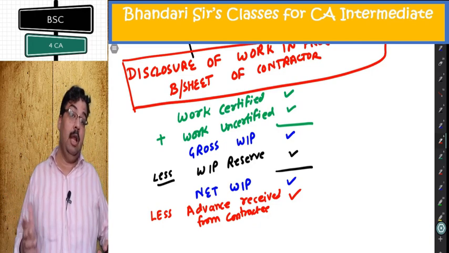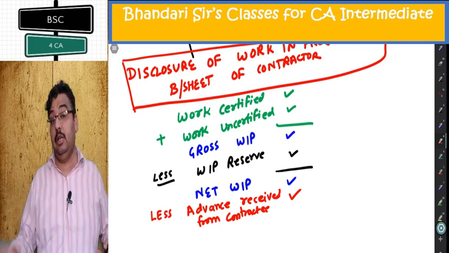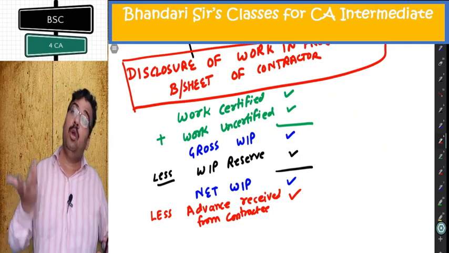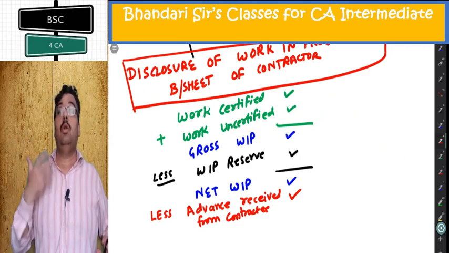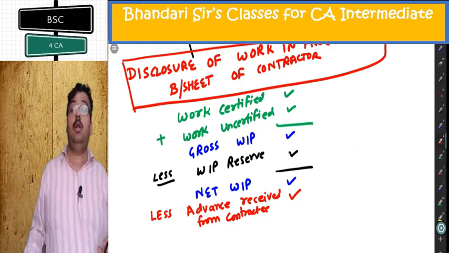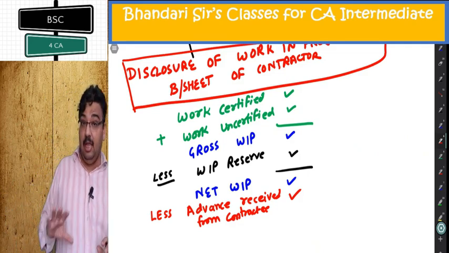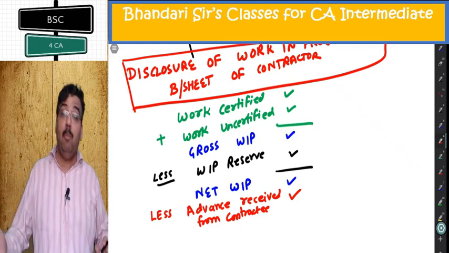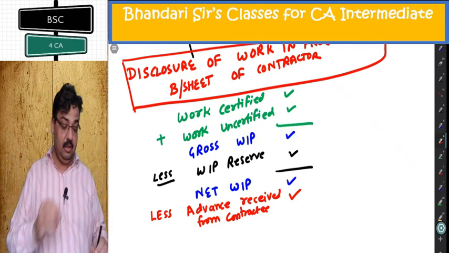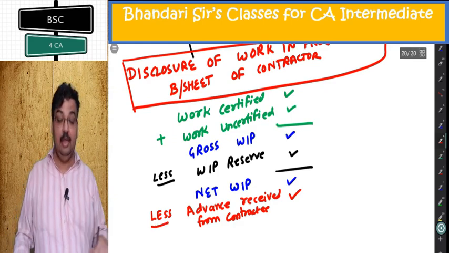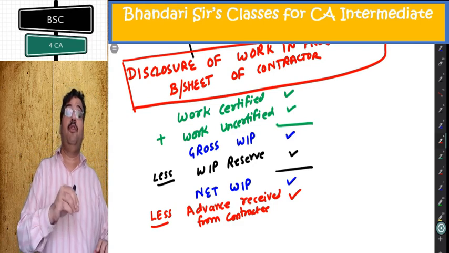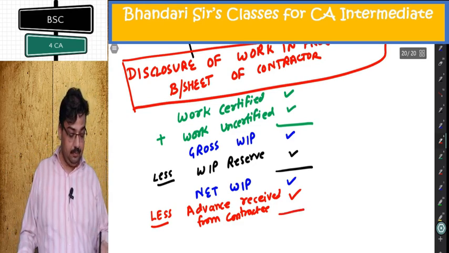Somebody asked me, sir, what will happen in the last year? Because in the last year there is no balance left in the contractee account. In the last year, there will be no WIP. Once the contract is complete, there is no work in progress. So the last year will not be affected. Till the last year, every year there was advance received. The money received as progress payment in aggregate is termed as advance received from contractee. It is to be deducted. It is not shown on the liability side. Instead, it is deducted from WIP.